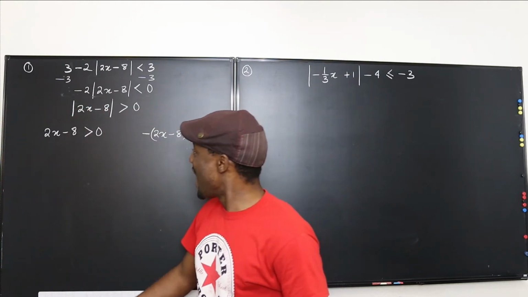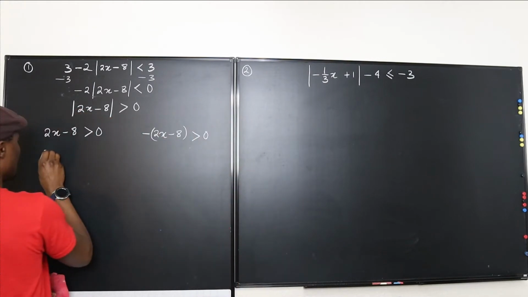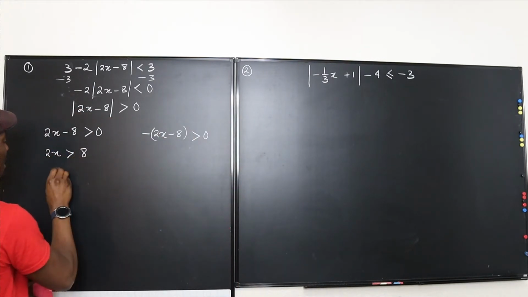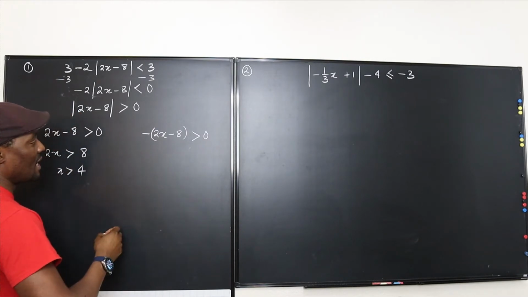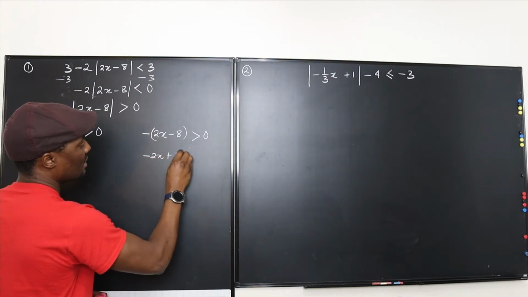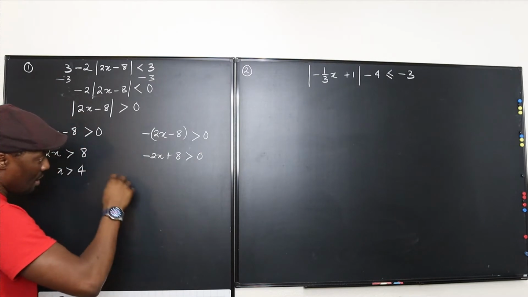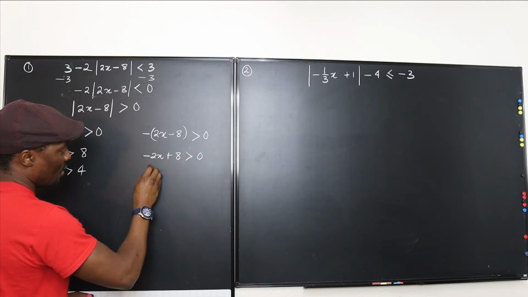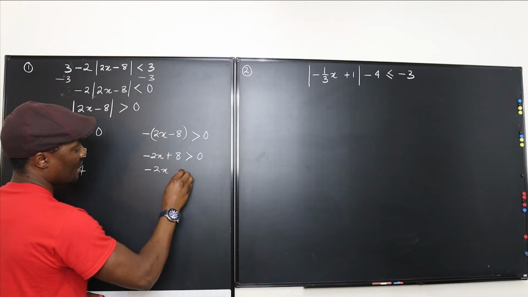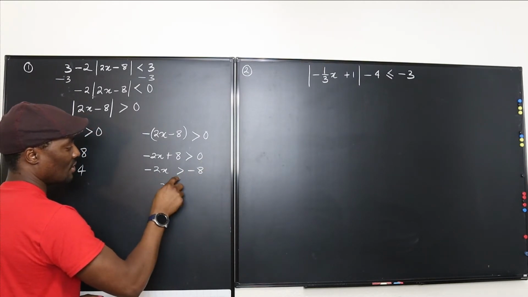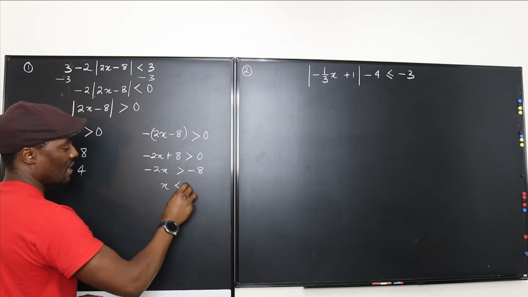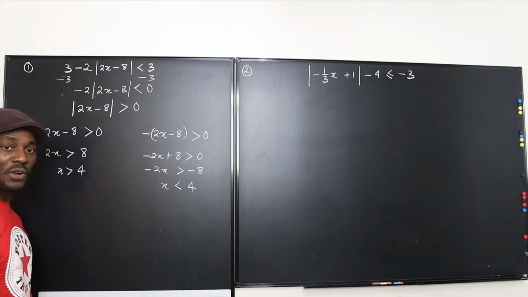Okay, so now 2x minus 8, we can now solve this and say 2x is greater than 8, so x is greater than 4. That is one option. Okay, if we look at this side, open this up, negative 2x plus 8 is greater than 0. Can take 8 to that side. We have negative 2x is greater than negative 8. Divide both sides by negative 2. You have x, this sign is going to switch, is less than 4. That's how you solve that.